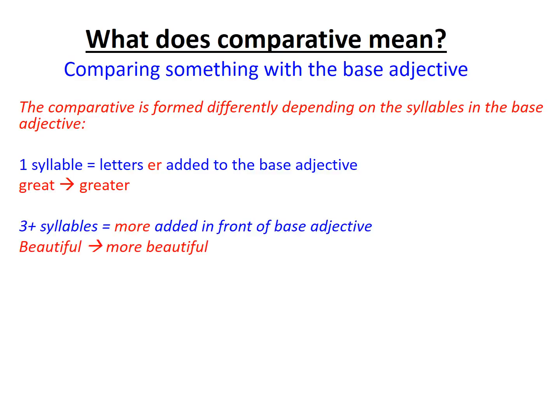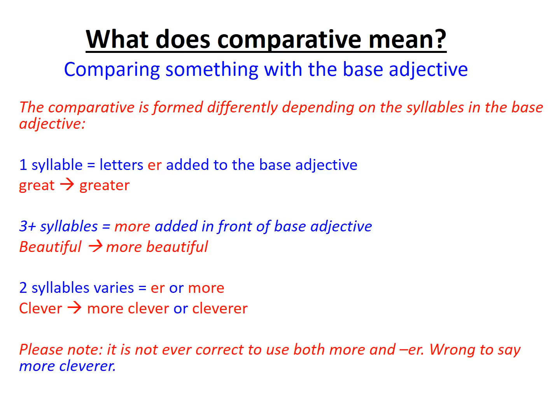So beautiful becomes more beautiful. You can't be beautifuler. That does not make sense. So if it has two syllables, and this can vary slightly, you have the option of ER or more. So for example, clever becomes more clever or cleverer. This is not straightforward, but please note, it is never, never, ever correct to use both more and ER. So for example, you can't be more cleverer. It was completely wrong to use that. Instead, I'm more clever or cleverer.